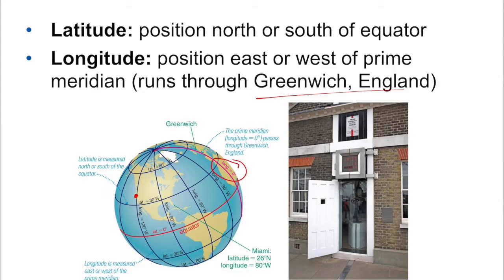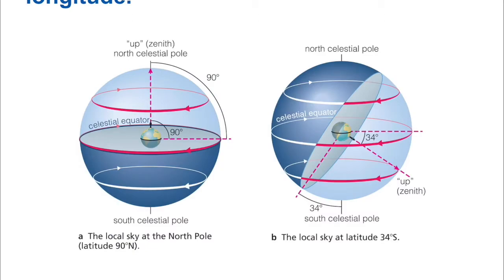The poles make sense because the rotation is relative to them. That's where our axis of rotation passes through. So as I said before, if you're at the North Pole, then your zenith exactly matches up with the North Celestial Pole. If you're somewhere else, then your latitude can be determined by the location of the pole relative to the horizon. The location of the pole relative to the horizon will always give your latitude. In this case, in the southern hemisphere, we measure the location of the south celestial pole relative to the horizon, 34 degrees.